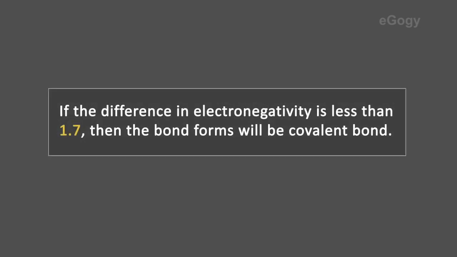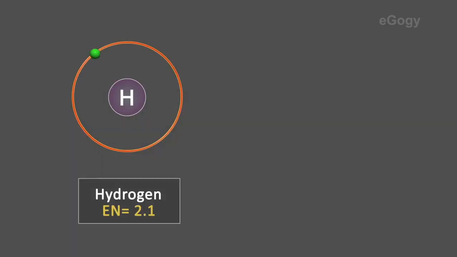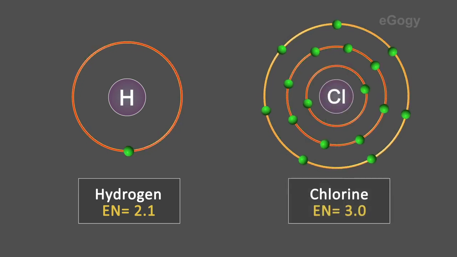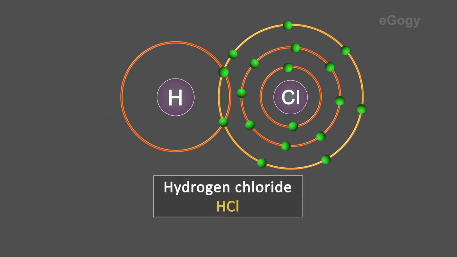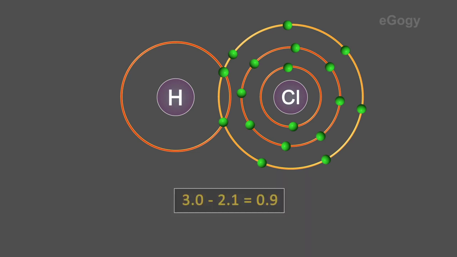If the difference in electronegativity is less than 1.7, then the bond formed will be covalent bond. Example, when hydrogen, electronegativity equals 2.1, and chlorine, electronegativity equals 3, react to form hydrogen chloride, covalent bond is formed because the electronegativity difference is 3.0 minus 2.1 equals 0.9.